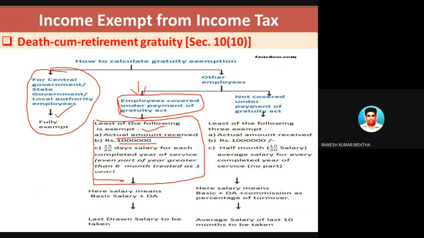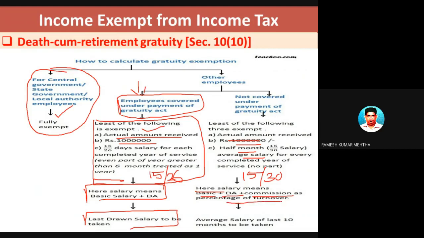The same way, if the employee is not covered under the Payment of Gratuity Act, the least of the actual amount received, 10 lakh rupees, or half month salary for every completed year of service is exempted. The only difference is that here the half month salary is calculated on the basis of 15 by 26, and here it is calculated on the basis of 15 by 30. Here salary means basic salary plus DA, and the last drawn salary is to be taken. Whereas in this case, salary means basic salary plus DA plus commission as a percentage of turnover, and salary is the average of the last 10 months' salary. So there is a difference between an employee covered under the Payment of Gratuity Act and one who is not.